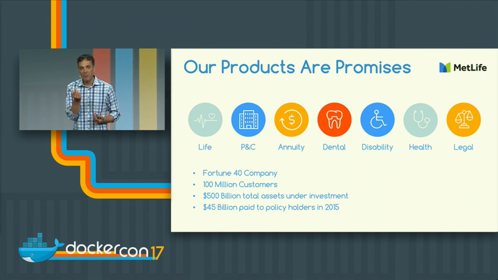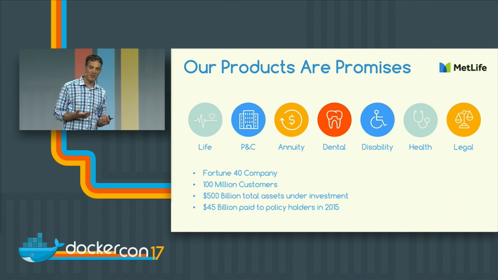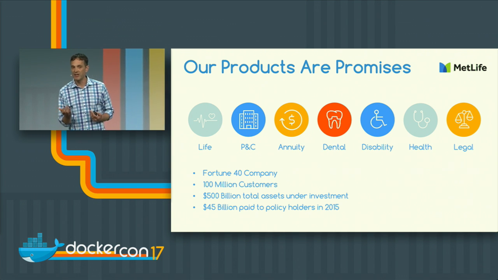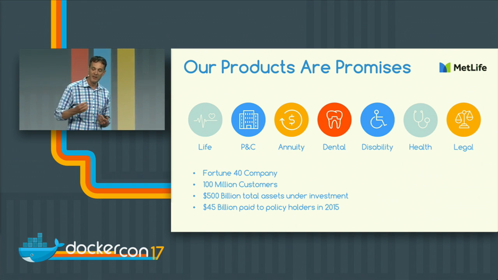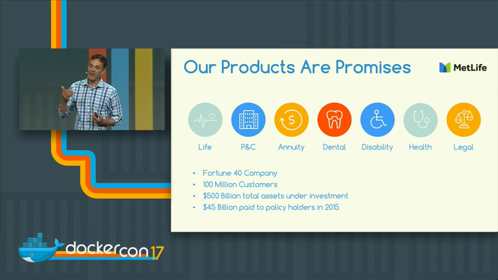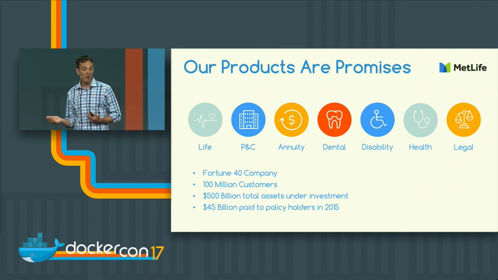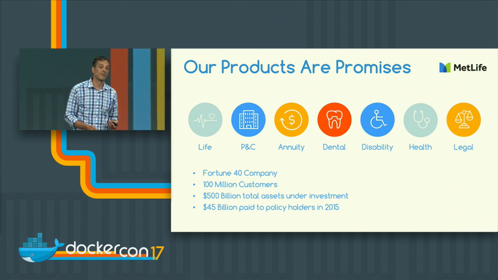And if you think about what a promise is, it's nothing but a little bit of information. So we've been in the information management business for 150 years. And over that period of time, we've had to make strategic bets on technology to stay ahead of our competition. And what I want to talk about today is how we're making a similar bet on Docker to make us more agile and nimble and to stay ahead of our competitors.